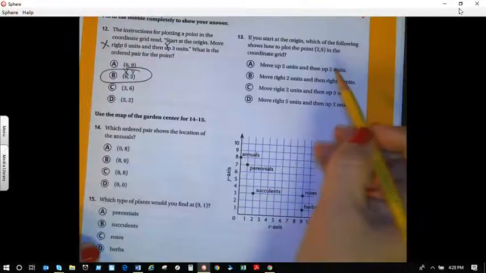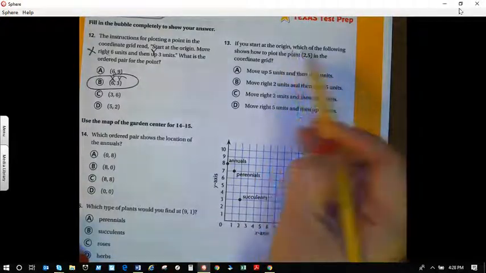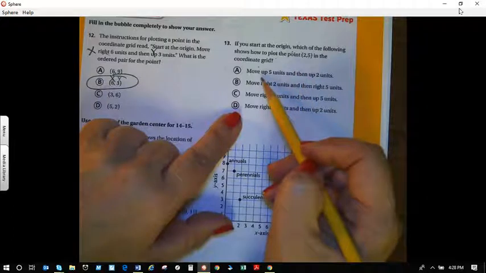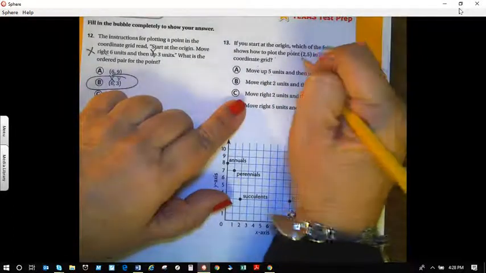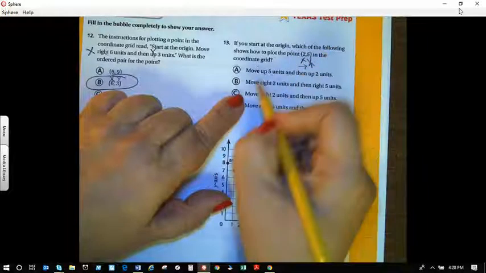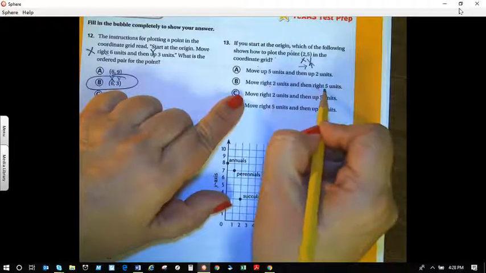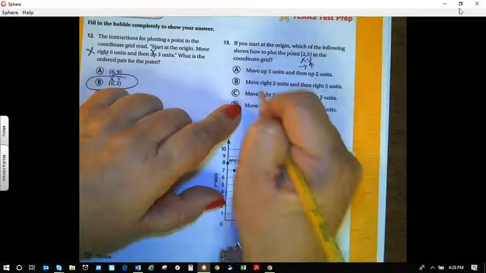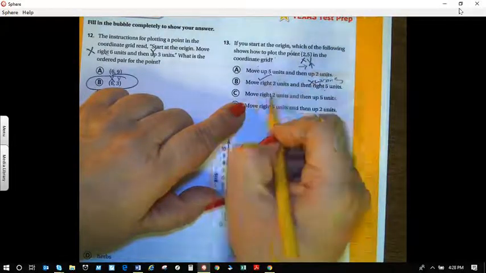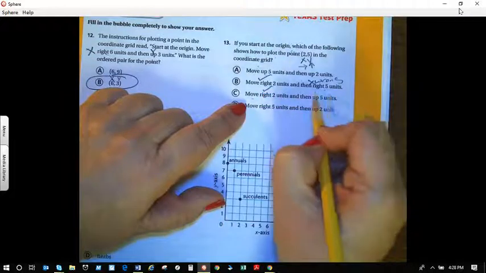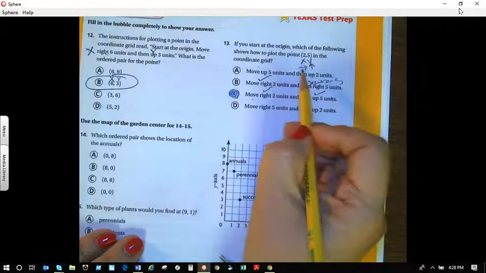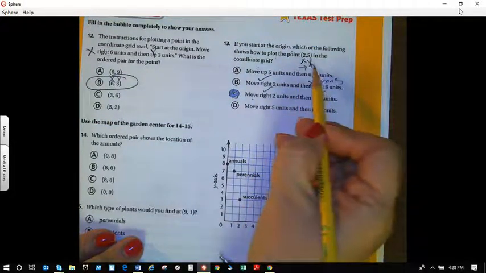Number 13, if you start at the origin, which of the following shows how to plot the point 2, 5 in the coordinate grid? I'm going to move up 5. Nope, because again, this is X and this is Y. I have to go across, then up. So I have to move to the right 2 units and then right 5 units. Nope, because this is right, but that's wrong. Move right 2 units and then up 2 units. Wrong. So the answer is C. It's got to move to the right 2 units and up 5 units.